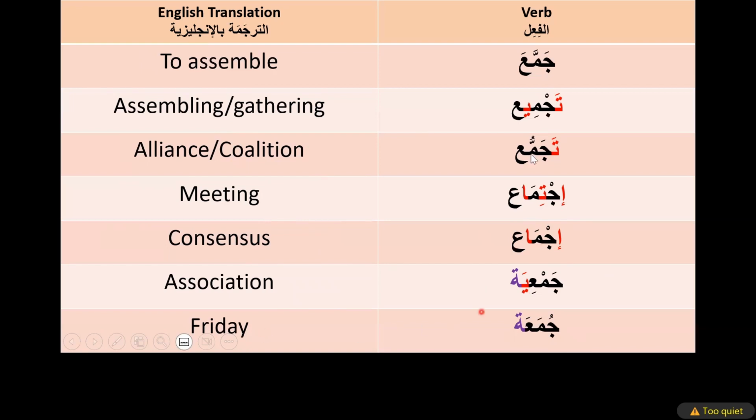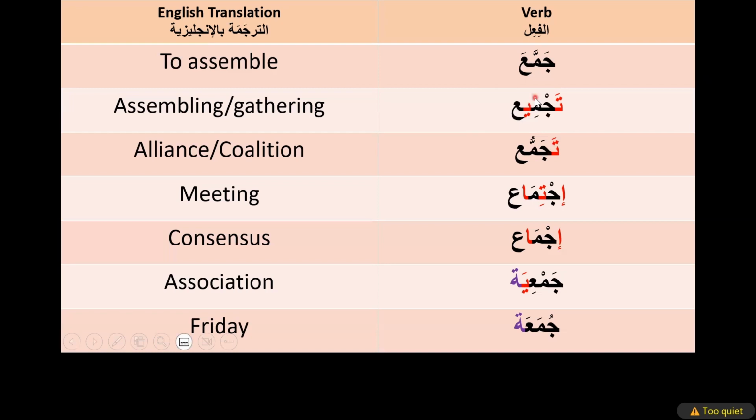Jum'ah, that's Friday. Also here you can see all these have one thing in common, the sense of oneness or grouping, like to be one group in one body. So Jum'ah, Friday, Muslims gather to pray. Jam'iyya is association, a group of members. Ijma', consensus, a group of votes that say yes or no. Ijtima', meeting, a group of people meeting. Tajammu', coalition, different countries or different armies that stay together or are bound together.